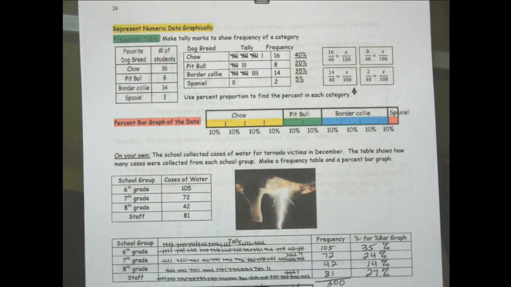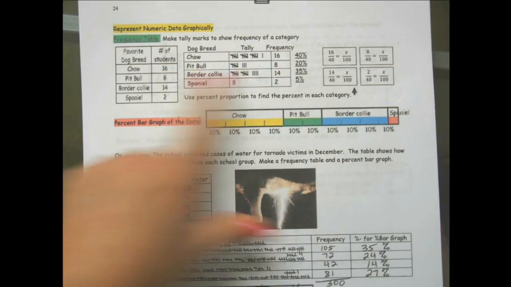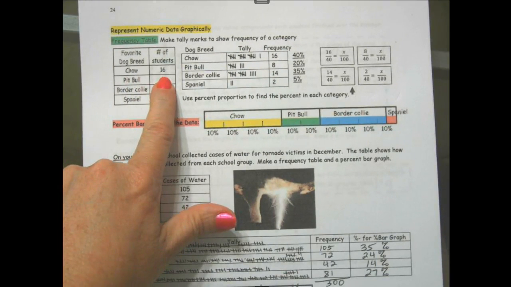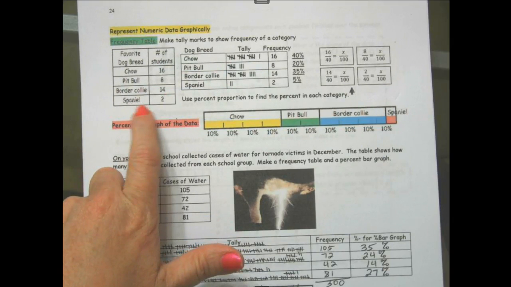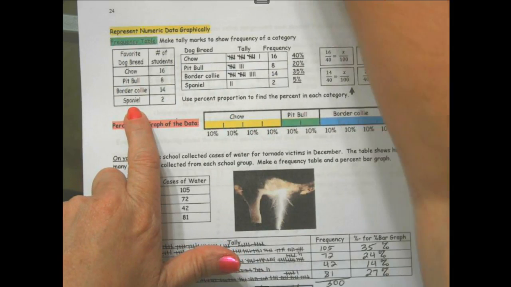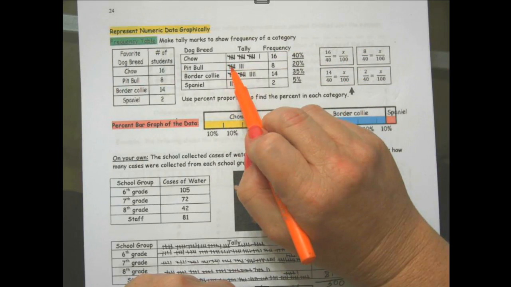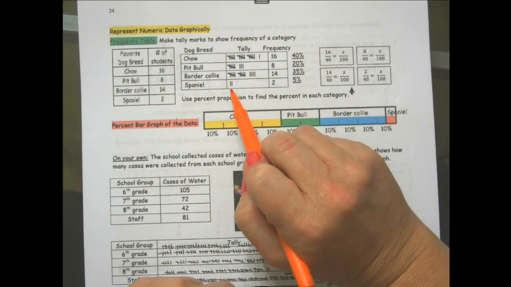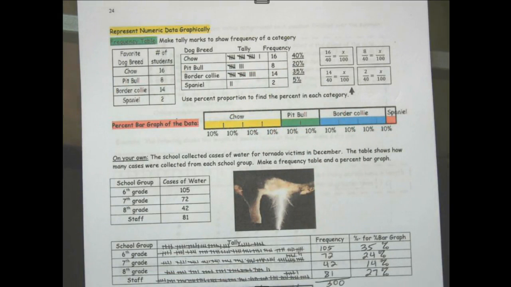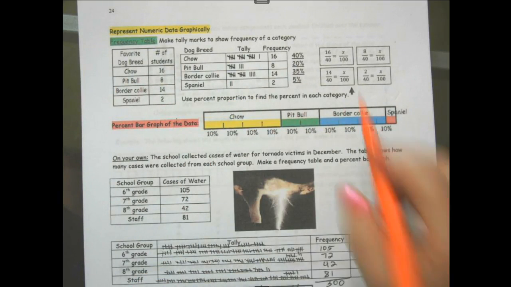Represent the numerical data graphically. Here's a frequency table. Make tally marks to show the frequency of a category. 16 Chow, 8 Pit Bull, 14 Border Collie, 2 Spaniels. This means 5, 10, 15, 16. 5, 6, 7, 8, 5, 10, 14, 2. If you add all of these up, you should get 40.